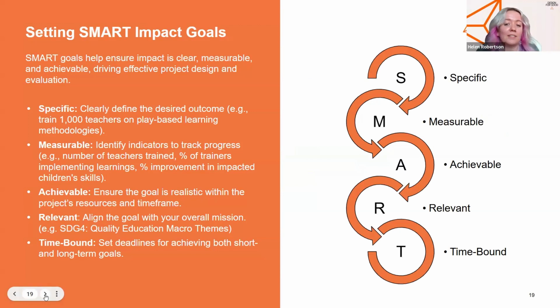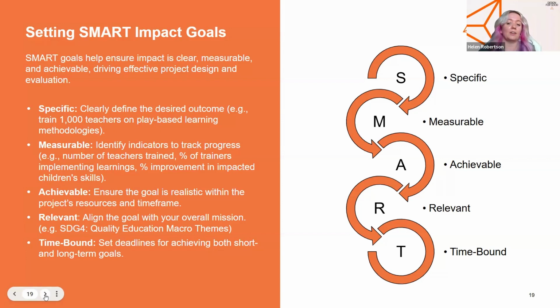So breaking it down then, we want to set goals that are specific. They clearly define the desired outcome. For example, train 1,000 teachers on play-based learning methodologies. Measurable: identify indicators to track progress, such as number of teachers trained, percentage of teachers implementing learnings, or percentage improvement in children's particular skills. Achievable: ensure the goal is realistic within your project's resources and time frame. Relevant: align the goal with your overall mission, such as contributing to SDG 4 quality education. And time-bound: set clear deadlines for achieving both short and long-term goals.